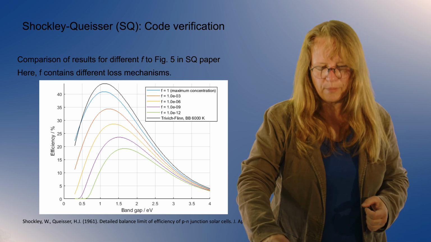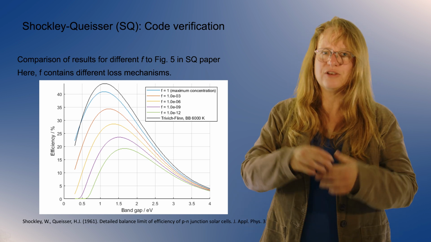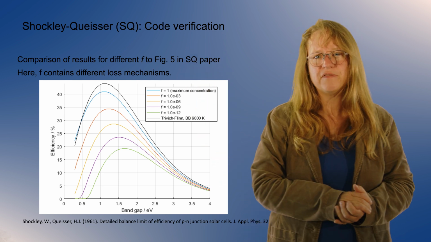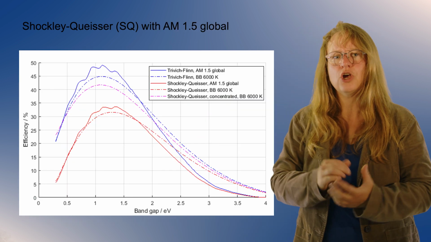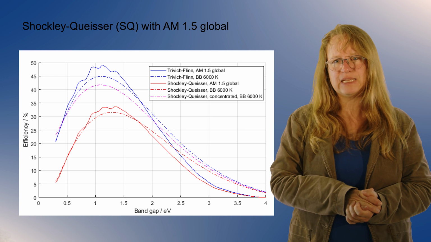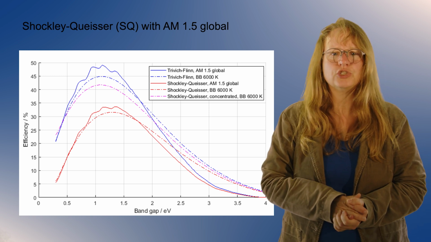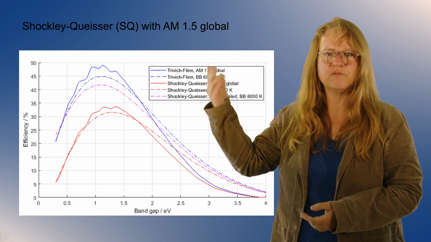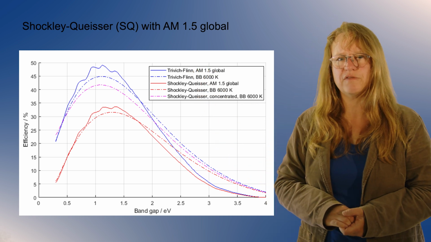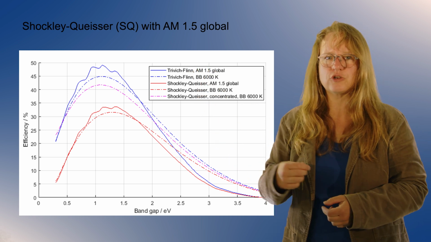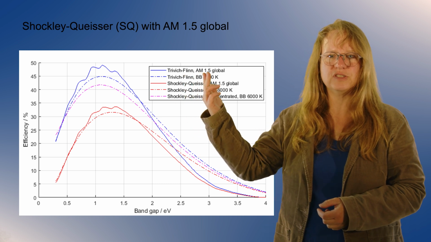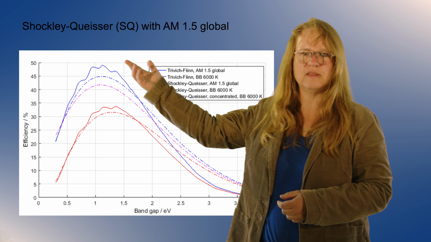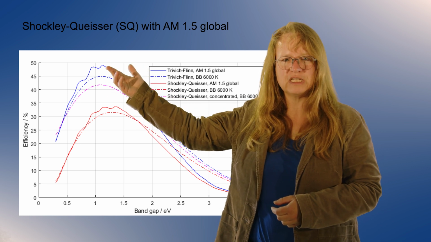Of course, we can also compare the results, or we can do the Shockley and Queisser calculation with the AM 1.5 global spectrum to compare it to earlier results. And this is what I've summarized in this graphic here. So here you can see, first of all, the Trivich and Flinn efficiency at air mass 1.5 global radiation, the reference spectrum, and the Trivich and Flinn efficiency at 6000 Kelvin black body radiation. These are these two blue curves here.